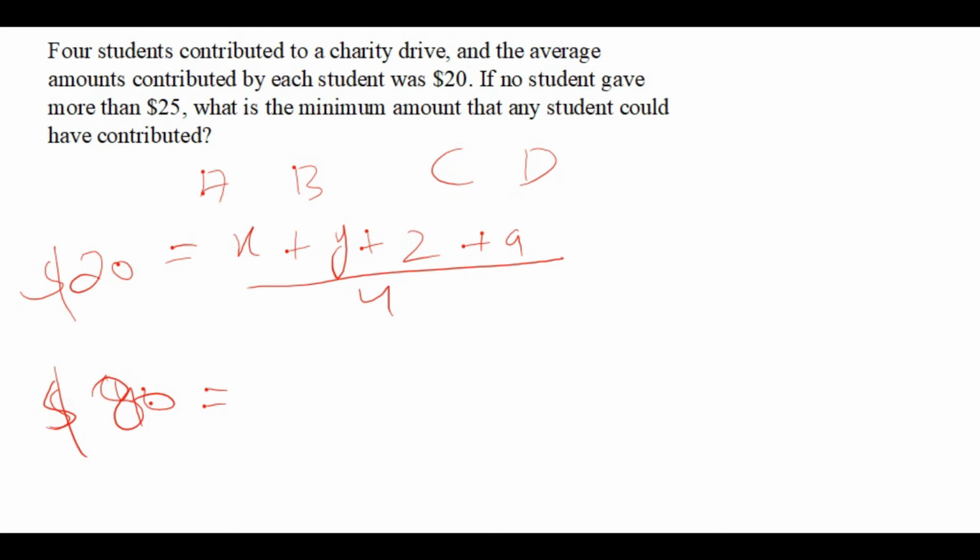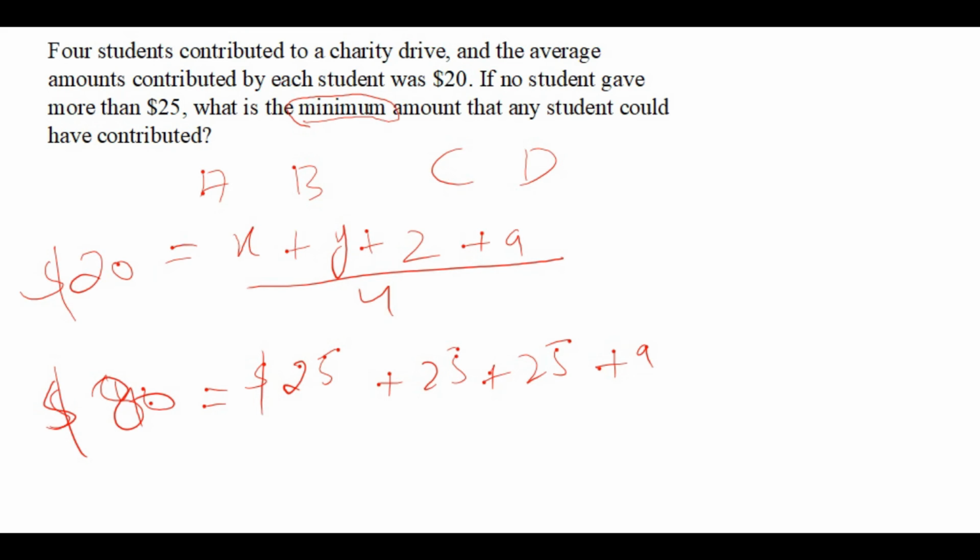Now let's suppose I want to have the minimum. That means for the minimum I have to assume that the others all contributed the maximum amount. So what could be the maximum amount? That is $25. A contributed $25, B contributed 25, C contributed 25, and D contributed A.